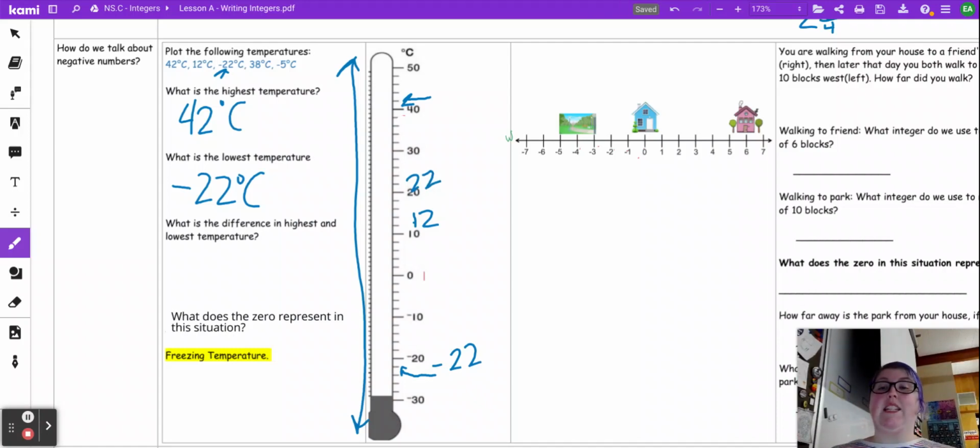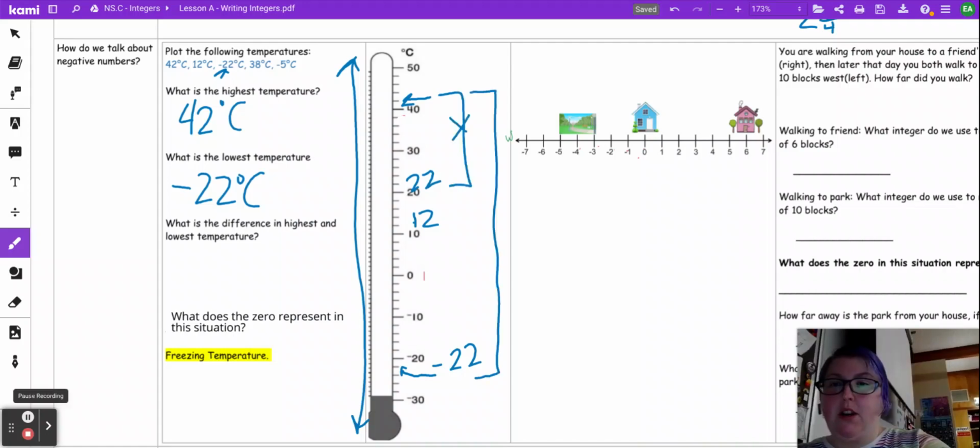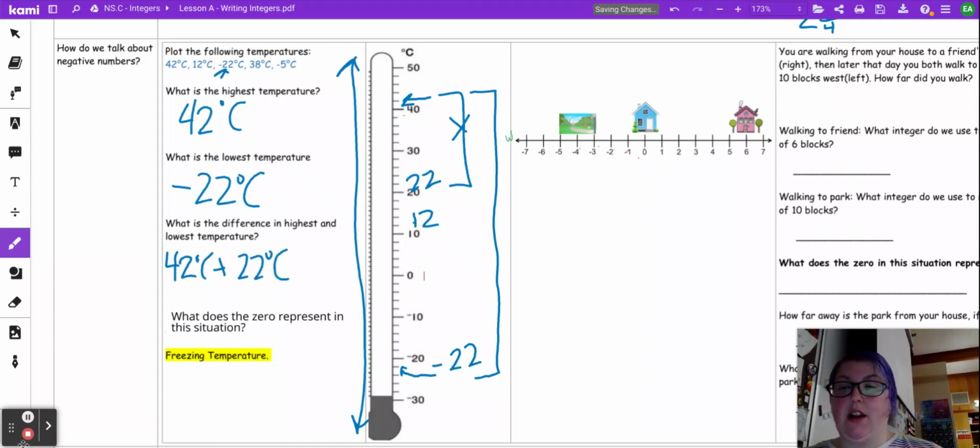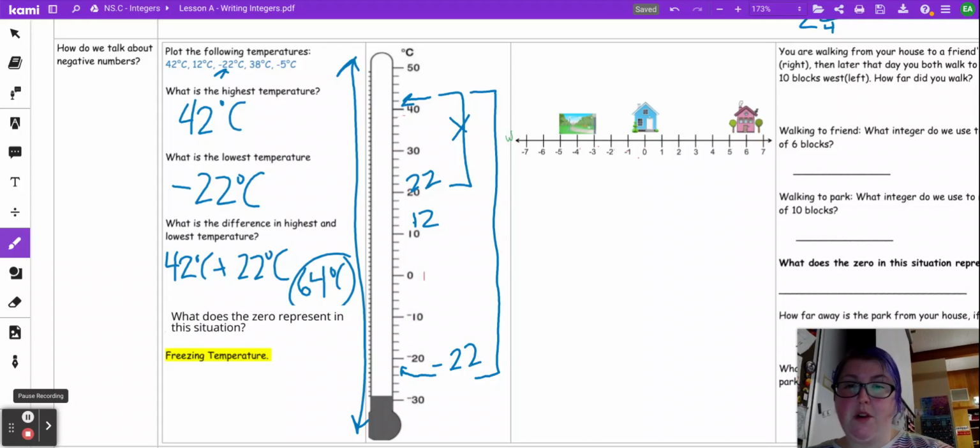So then what is the difference in the highest and lowest temperature? So we are going to add 42 degrees Celsius plus 22 degrees Celsius to get a total of 64 degrees Celsius. So between positive 42 and -22, there are 64 places between there.